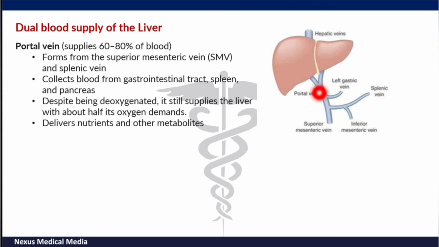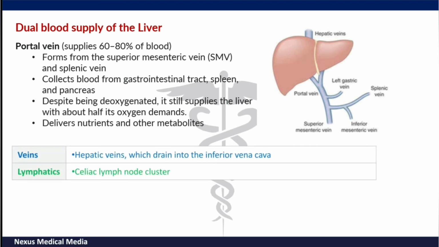So draining blood from the unpaired organs in the GIT, going with the products to the liver, be it toxins and other compounds for detoxification in the liver. From here, where will the blood go? So drainage is actually by the hepatic veins, which drain into the inferior vena cava. And for the lymphatics, the liver is drained by the celiac lymph node cluster.